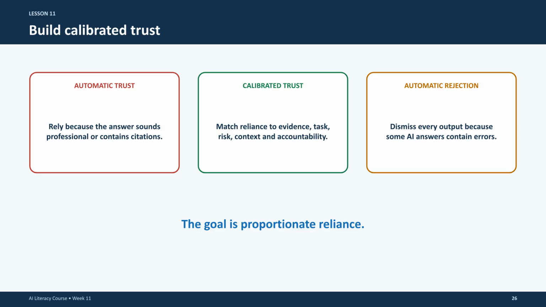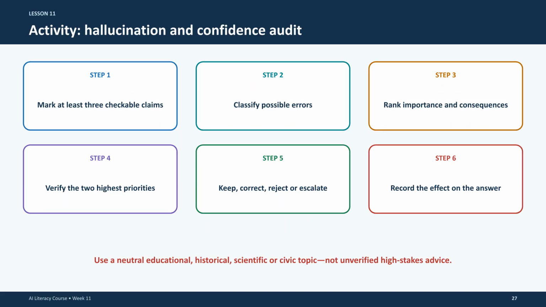Your goal should be calibrated trust, not blind reliance or total rejection. Match your level of trust to the available evidence and the context of the task. A proportional approach is the hallmark of AI literacy. For our next activity, take an AI-generated response on a neutral topic and follow the 6-step audit process. Mark, classify, rank, verify, decide, and record your results to practice these essential verification skills.